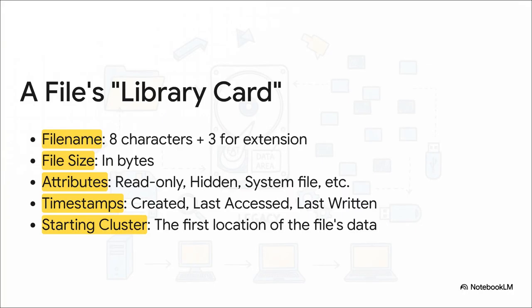So what exactly is packed into that tiny 32-byte library card? Well, you've got the classic 8-character file name with a 3-character extension, the old 8.3 style. You've got the file's exact size in bytes, some special attributes like read-only or hidden, and a bunch of timestamps. But honestly, the most critical piece of info is that last one, the starting cluster. This tells our librarian the exact shelf where the very first piece of the file can be found.